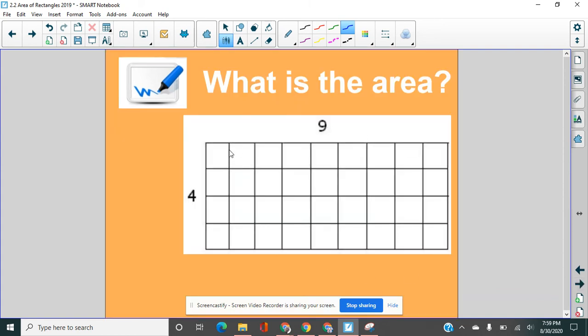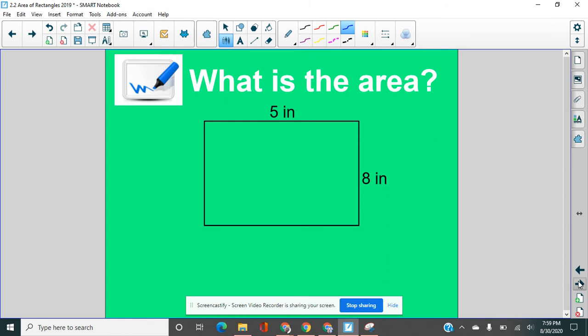All right, let's see what we would do here. Here we have 9 and 4. What do you think this would be? 9 times 4 is 36, right? It's going to be a whole lot faster than counting every single one of these boxes. And eventually these numbers are going to be so big you wouldn't want to count all the boxes, even if you could, right? So 36 square centimeters.